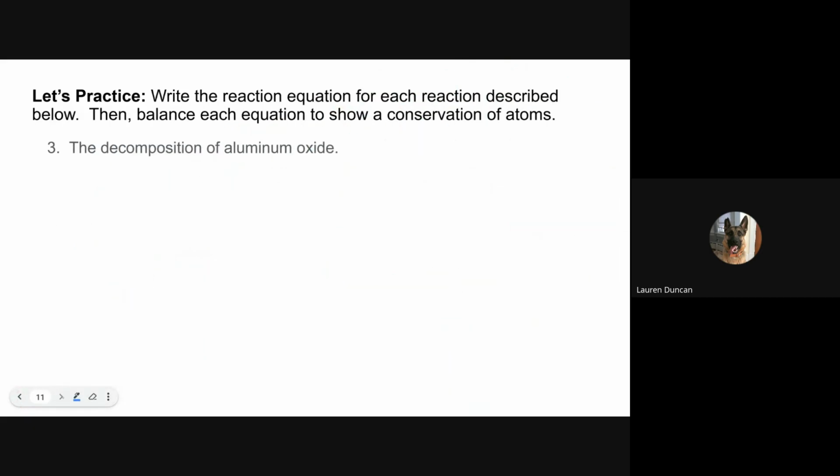Okay, the decomposition of aluminum oxide. All decomposition reactions have a 1 to 2 format. The compound you're provided with is going to break down into the elements that compose it. We're going to do binary decompositions. There's more complicated ones, but we'll stick with binary. So our one reactant is aluminum oxide. We have to figure out its formula.